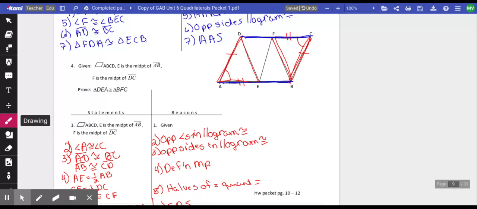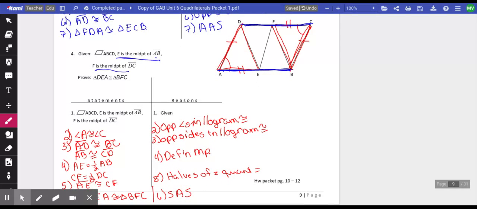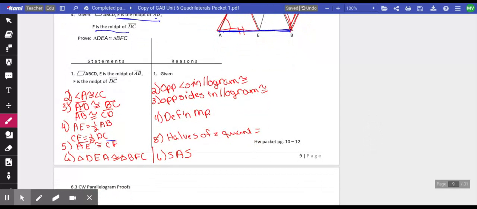That helped me because I know that F is the midpoint of DC and E is the midpoint of AB, that's given. So I said that AE is half of AB and CF is half of CD. Then I could use that theorem we learned a long time ago that says AE has to be congruent to CF because halves of equal quantities are equal. And therefore I have my triangles by side, angle, side.